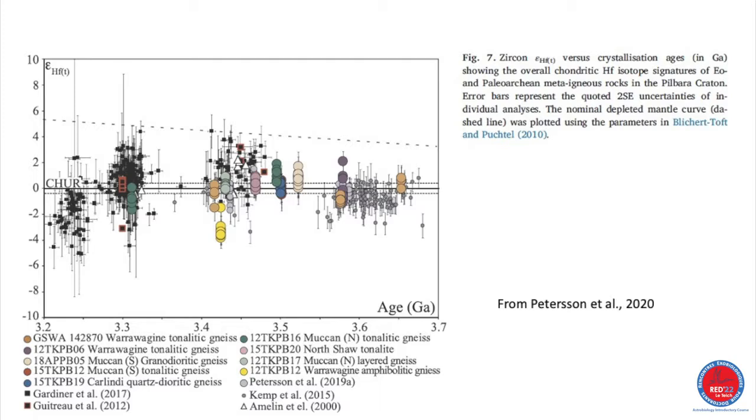Please look at the rocks: they are of Eoarchean to Paleoarchean age. Nothing from Hadean age; from Hadean age, we have nothing. Their conclusion was that the parental melt was from not depleted mantle. Why? Because the depleted mantle line is here, the dashed line, and the data do not fit the dashed line. I want to show you their conclusion.